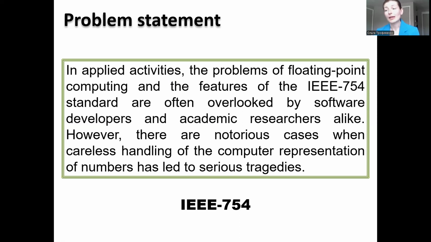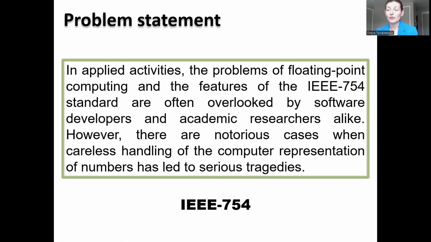The problems that can appear due to incorrect representation in computer memory are well known, and sometimes there are problems that do not have a significant impact, in a qualitative sense, on a particular outcome. Therefore, in applied activities, software developers, as well as academic researchers, often do not pay attention to the problems of floating point calculations and the features of the IEEE 754 standard.